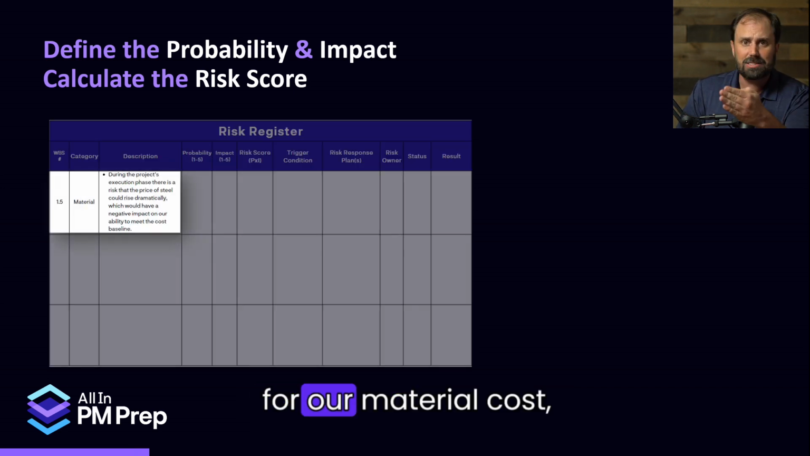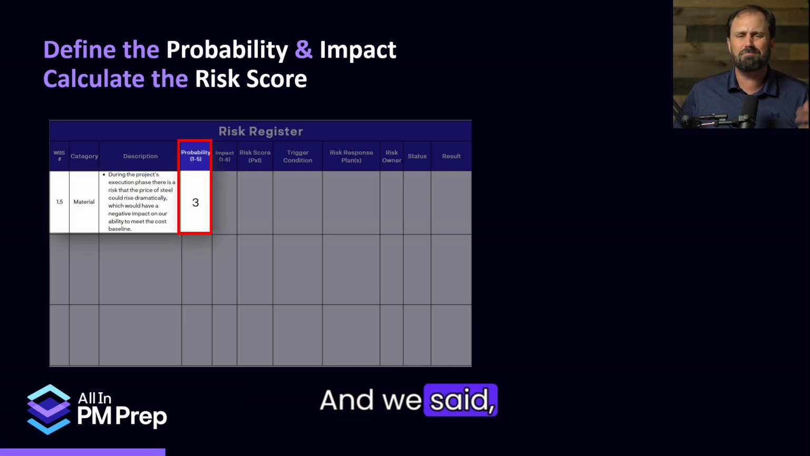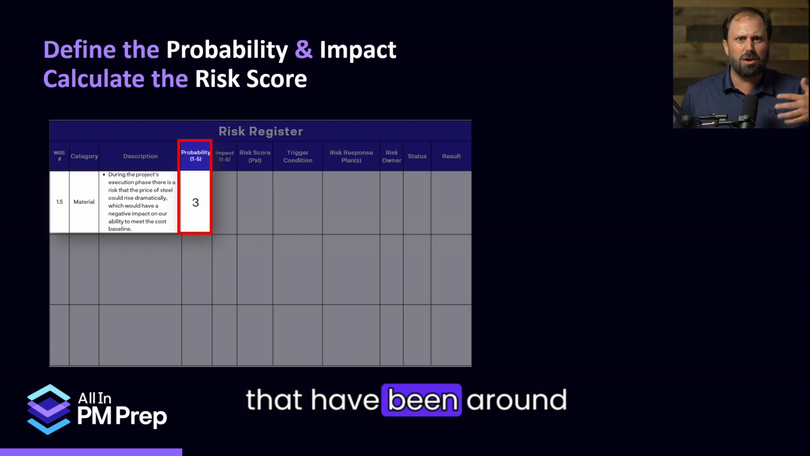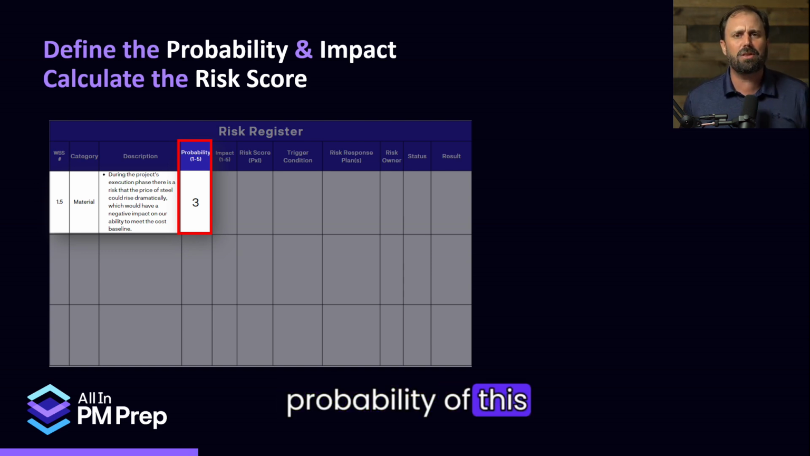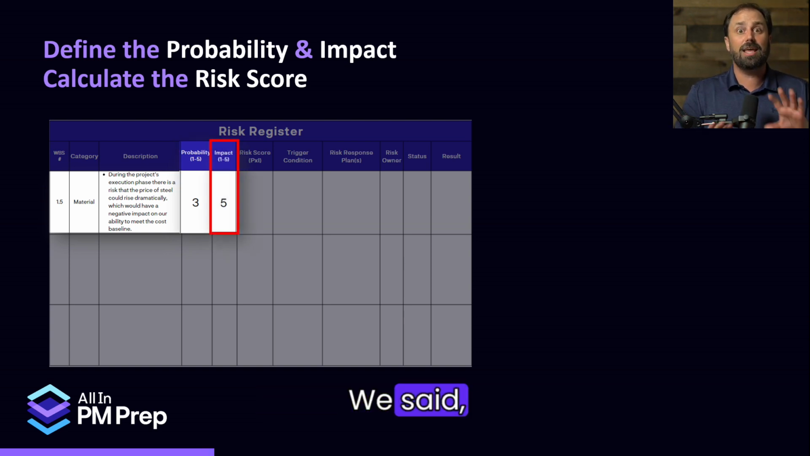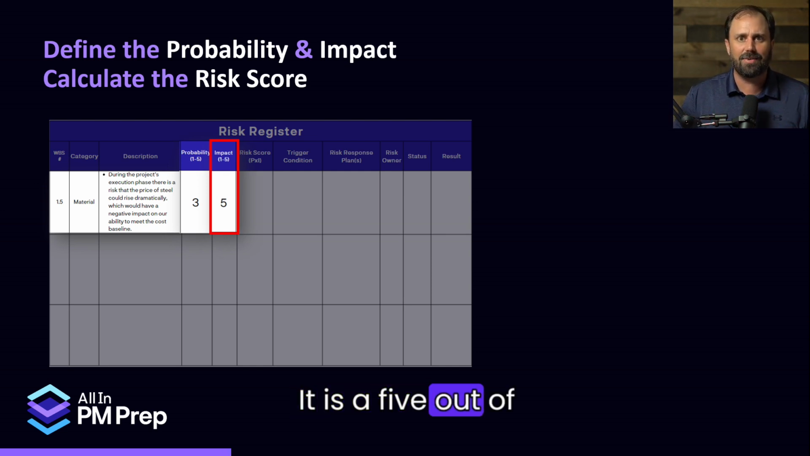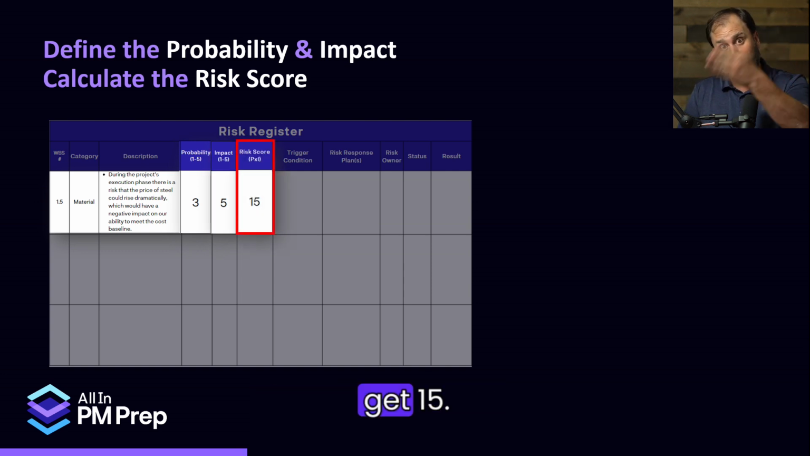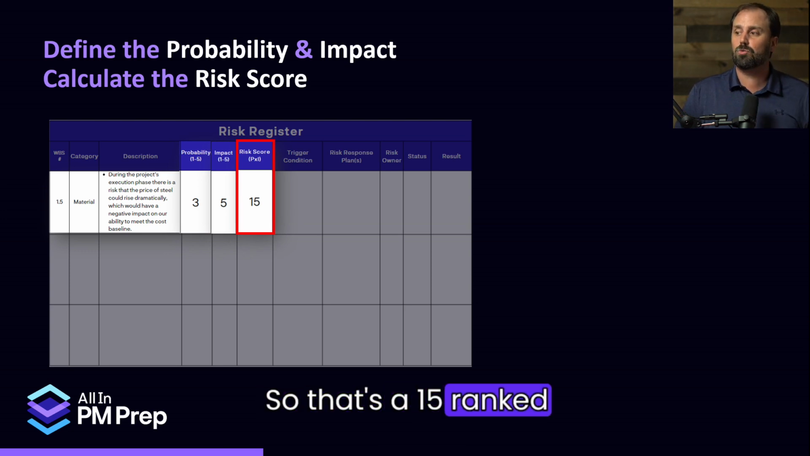Now, for our material cost rising risk, we got to keep people together and we said, how likely is this? We talked to the economists. We talked to the people that have been around for a while that know the steel game, whatever that is. And they said the probability of this happening is like a 3 out of 5. So we wrote it down. We said, if it does happen, how bad is it? And they go, oh boy, it is a 5 out of 5. So what we do is we multiply that 3 times the 5 and we get 15. Easy peasy, lemon squeezy. All right, so that's a 15 ranked risk right there.